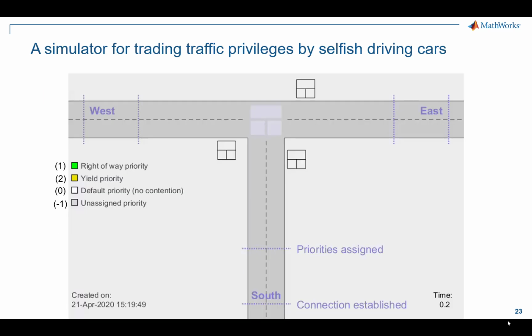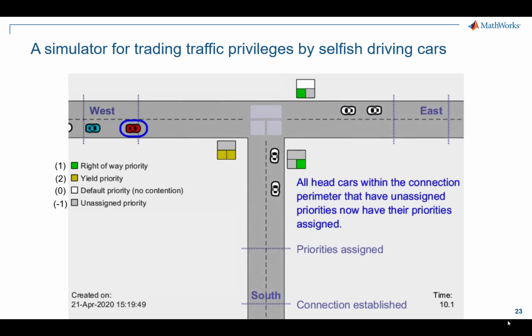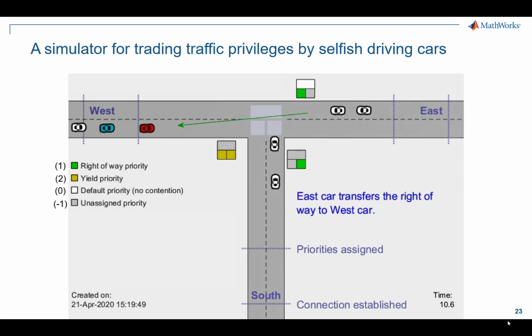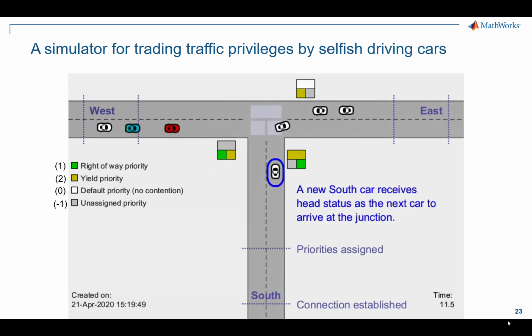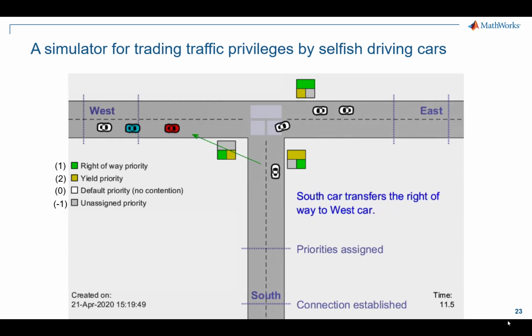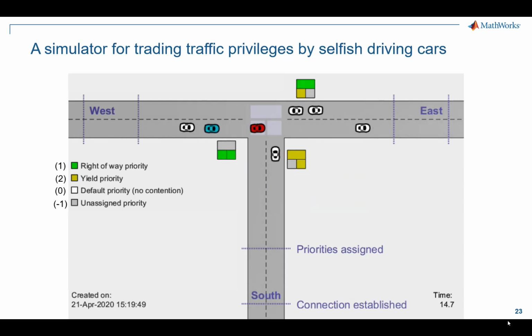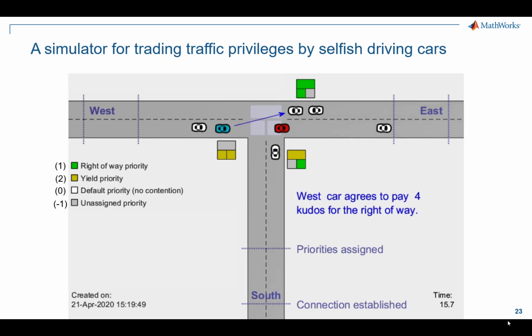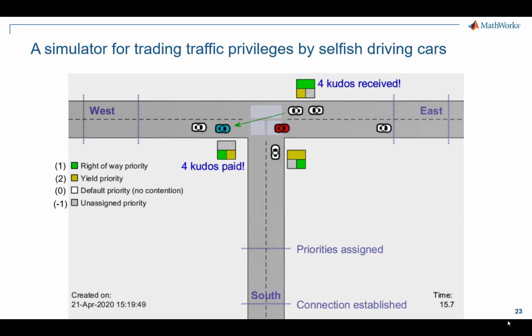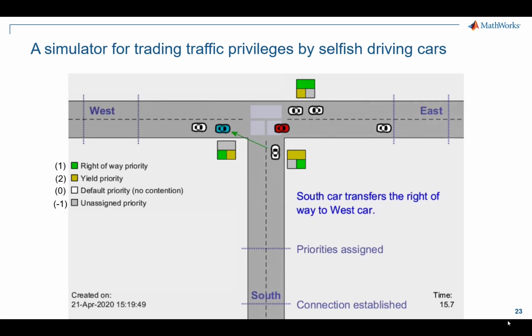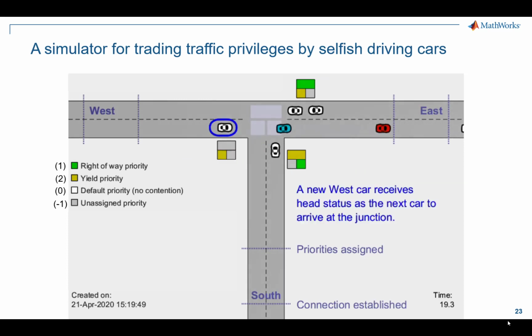So let's now look at the video I showed at the beginning of the presentation, but now with annotations of whatever is going on behind the scenes. So here you see the determination of ownership based on these discrete events. Here we see the request of transfer of kudos, transfer of ownership accordingly, and now this car is a new head. It's asking for access to the intersection. Transfer is happening, and then these cars are now going through the intersection.